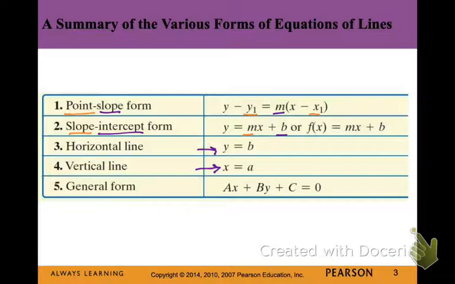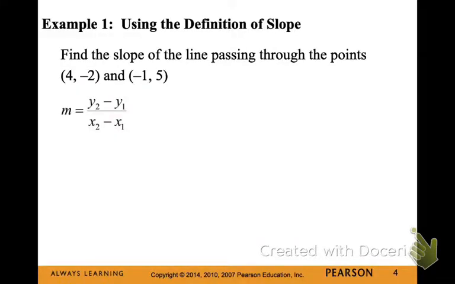And then finally, the general form of a line is ax plus by plus c equals 0, or ax plus by equals c. Sometimes that constant c is written either on the left side or the right side of the equal sign. So let's look at example 1.